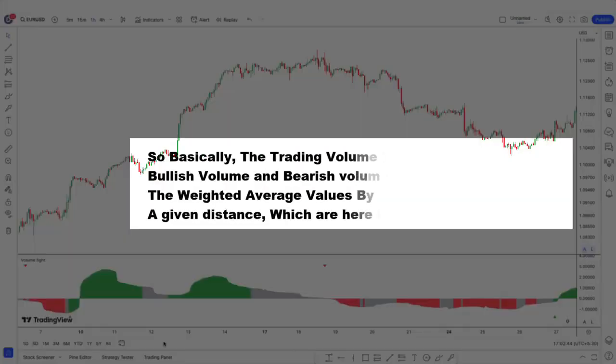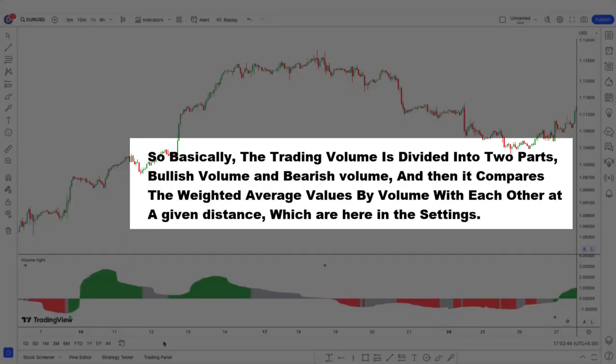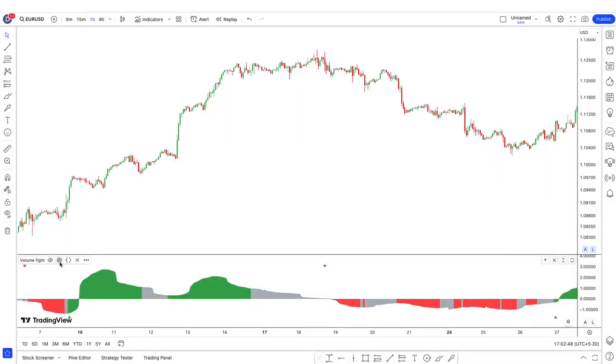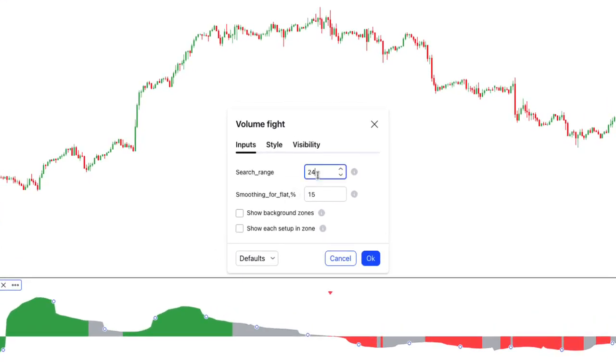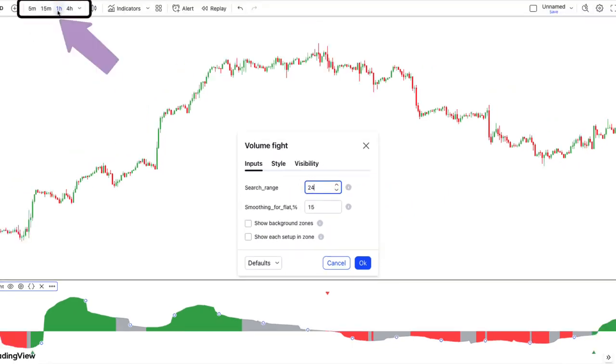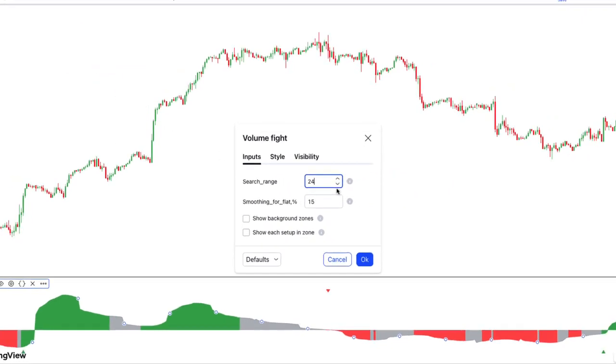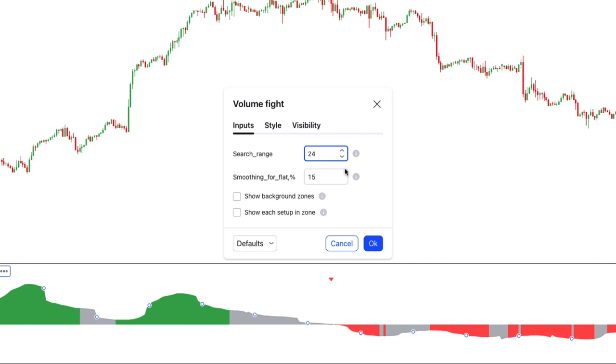So basically, the trading volume is divided into 2 parts, bullish volume and bearish volume, and then it compares the weighted average values by volume with each other at a given distance, which are here in the settings. It's adjusted here for the search range. By default, it's set at 24 and it's an optimal value for 1 hour time frame. So if you're trading on other time frames, you must adjust the search range accordingly. The lower the time frame, the higher the search range should be, so it can filter the false signals.